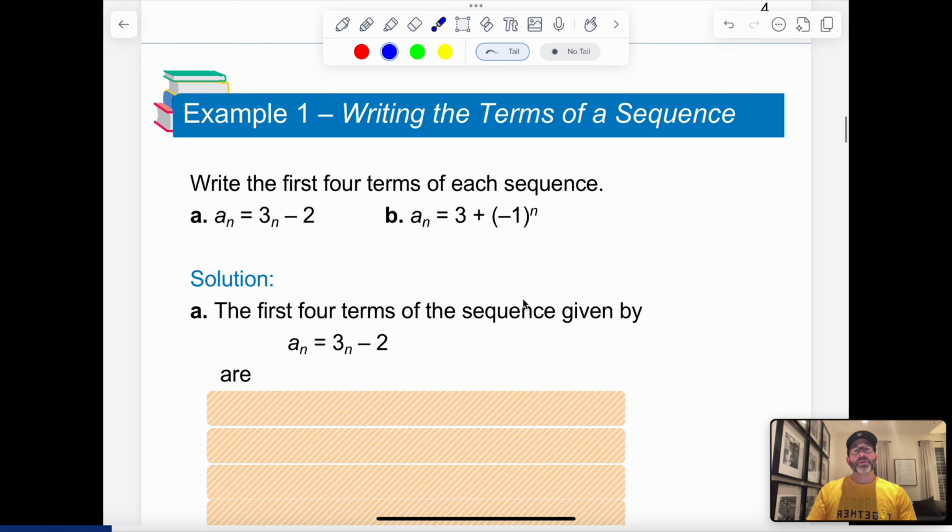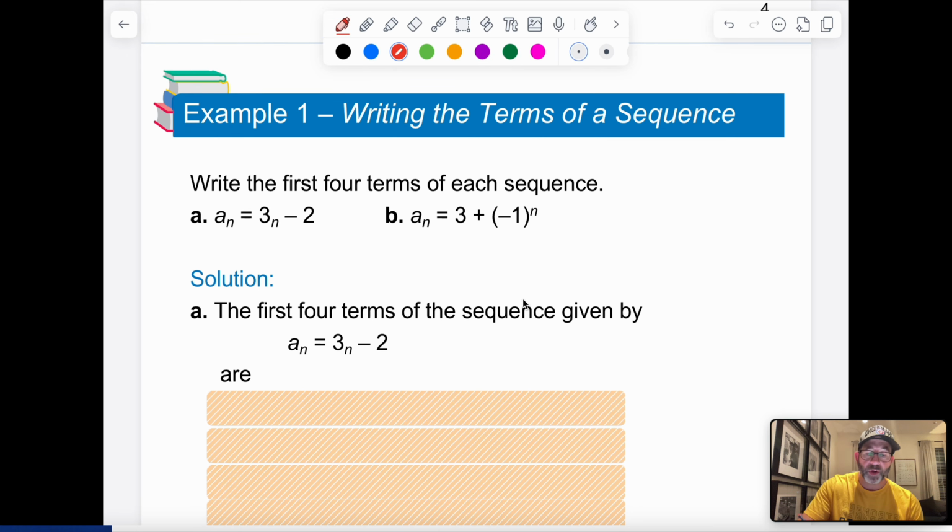So writing the terms of a sequence is literally as simple as something you guys have been doing forever. If I gave you a problem, y is equal to 3x minus 2, and I said, go ahead and list out all the values that are going on here, what we're doing is I would literally put in a 3 times 1 minus 2, a 3 times 2 minus 2, a 3 times 3 minus 2.